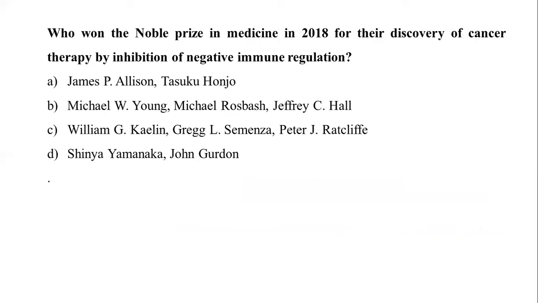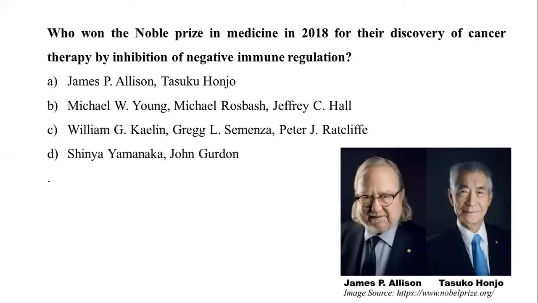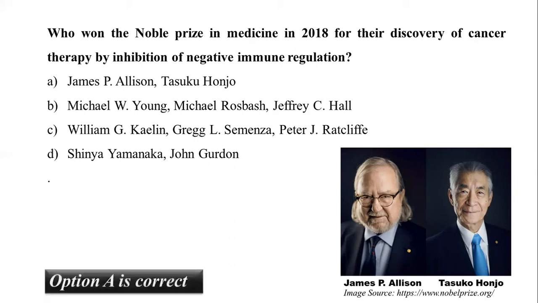The next question is asking who won the Nobel Prize in Medicine in 2018 for their discovery of cancer therapy by inhibition of negative immune regulation. So the correct answer for this particular question is James P. Allison and Tasuku Honjo. Both of them won the Nobel Prize in Physiology or Medicine for their approach of treating cancer by treating the immune system rather than the tumor. So the correct answer would be option A.